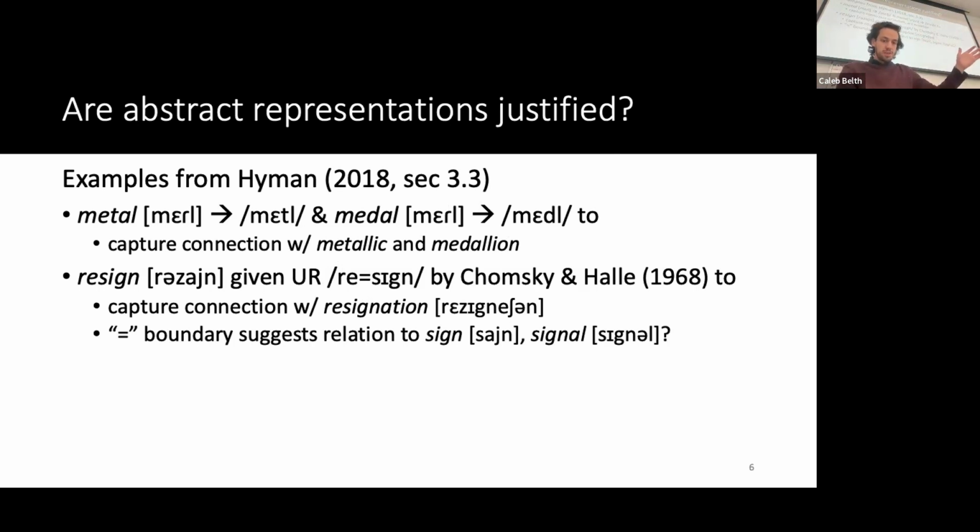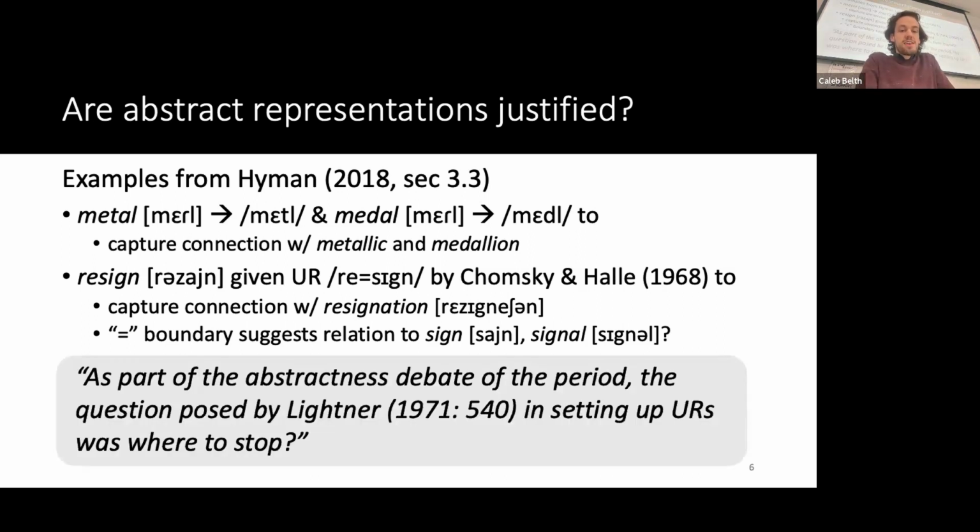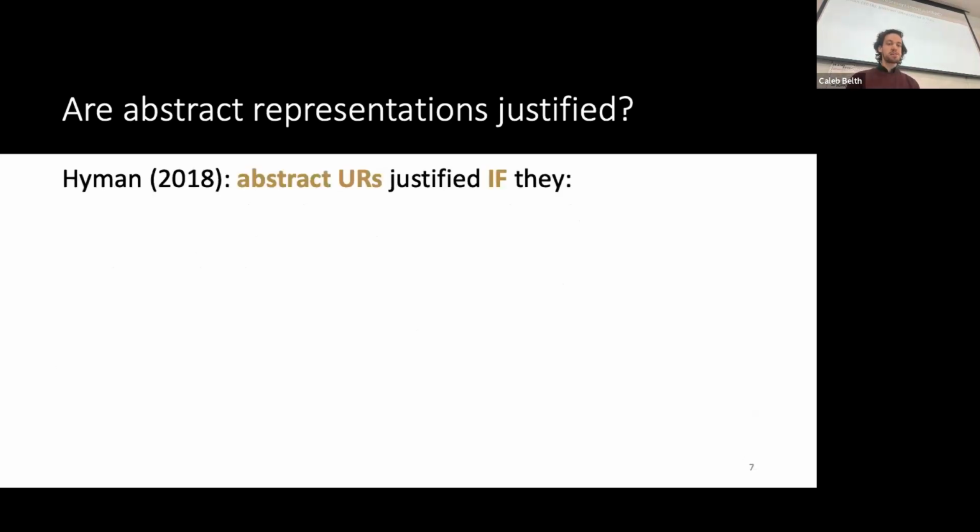So it's sort of shenanigans like this that, in my understanding, led to the abstractness debates of the 1960s and 70s. And Hyman in his article summarizes it like this: as part of the abstractness debates of the 60s and 70s, the question posed in setting up URs was where to stop. And I think these give an example of that.